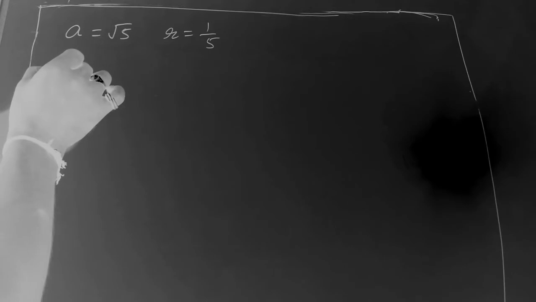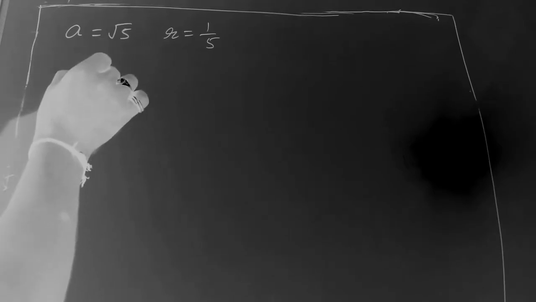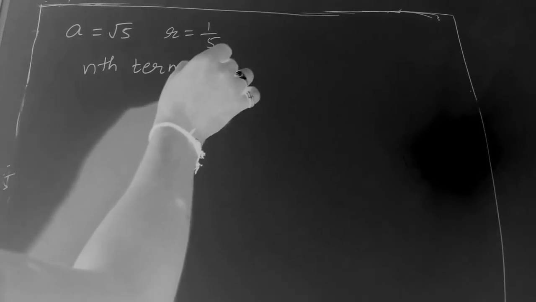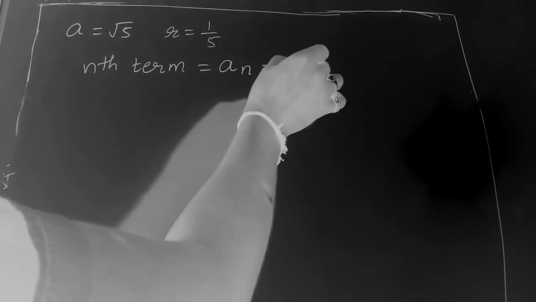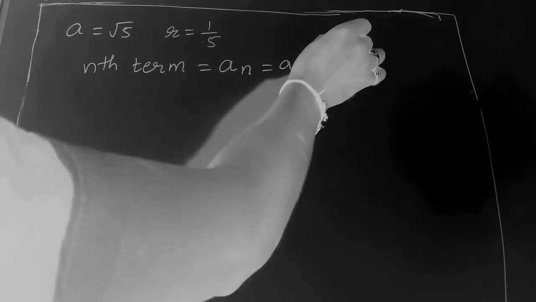a is root 5 and r is 1 by 5. The first term is root 5, the common ratio is 1 by 5. So we have to find the three terms of GP. The nth term formula is a_n equals a into r to the power of n minus 1.